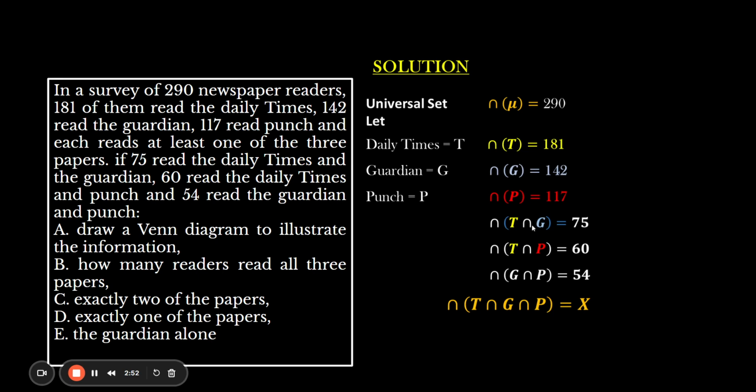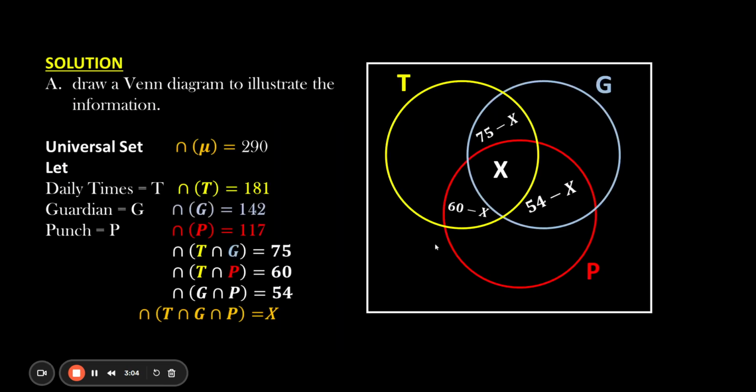Now, I need you to understand that since we have three subsets here, we have Daily Times, we have Guardian, and we have Punch, that means we're going to have three overlapping circles. So this is the question. We have the solution here. The first one is to draw a Venn diagram to illustrate the information. So I decided to bring this forward so that it will help us to draw the Venn diagram. Now, T here represents Daily Times, G is Guardian, P is Punch.